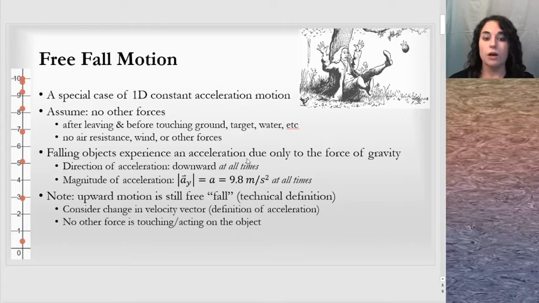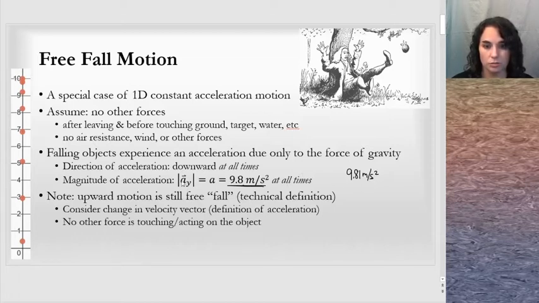All right. Falling objects then experience an acceleration due only to the force of gravity in that time. The acceleration is downward. Remember, acceleration is a vector, so we have to think magnitude and direction. It's downward at all times. Also, it is the value, and note that this is SI units, 9.8. Some textbooks will use 9.81 meters per second squared, and those are the units of acceleration.